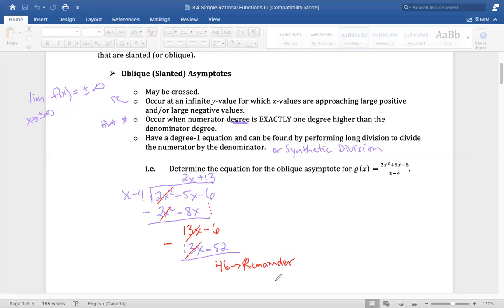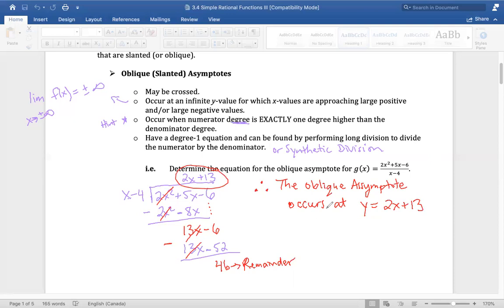So what information does this give me here? Therefore, the oblique asymptote occurs at y equals 2x plus 13. Okay. So that's my oblique asymptote, y equals 2x plus 13, just in this example. We're going to look at a different example.